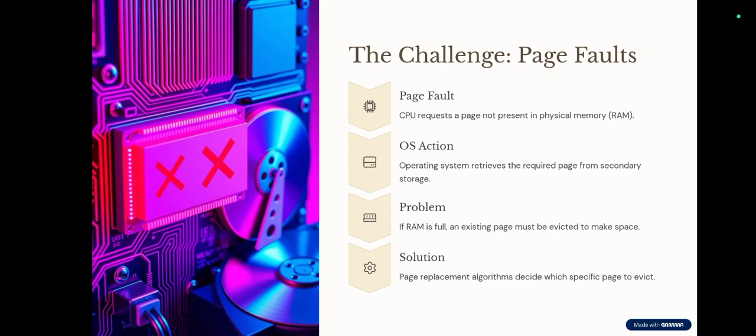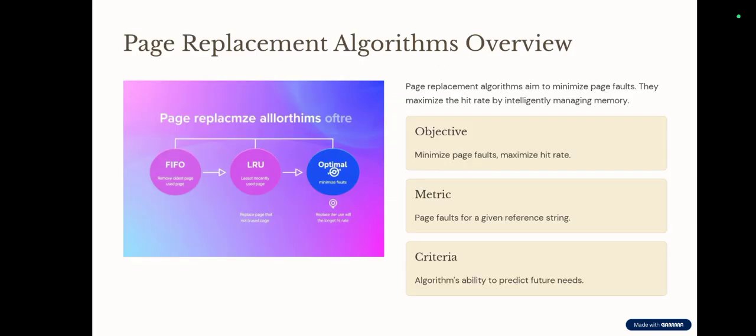And we have a solution. A page replacement algorithm decides which specific page to evict. So basically, a page replacement algorithm decides which page should be removed. Now we're going to see slide 4.